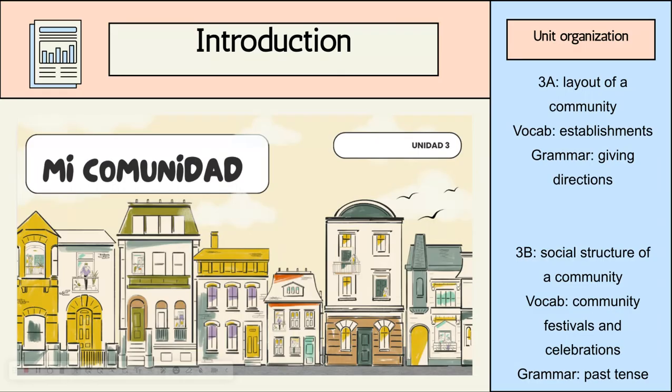In the second half of the unit, students learn how to talk about the social structure of a community, where we learn about different festivals and celebrations, and students learn how to conjugate verbs in the past tense to describe a celebration that they quote unquote attended.